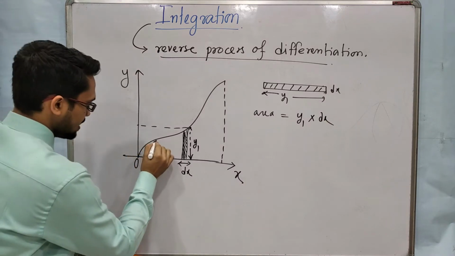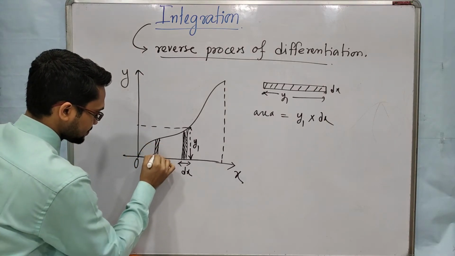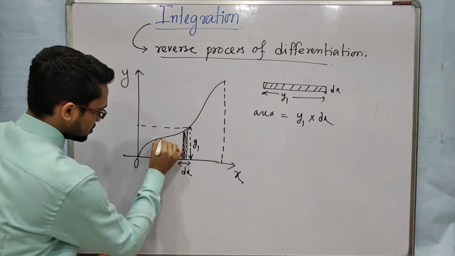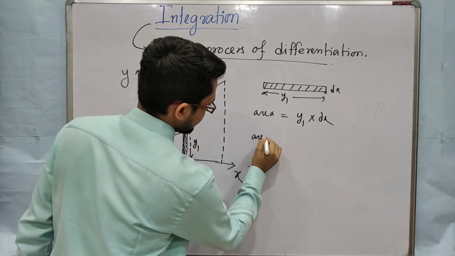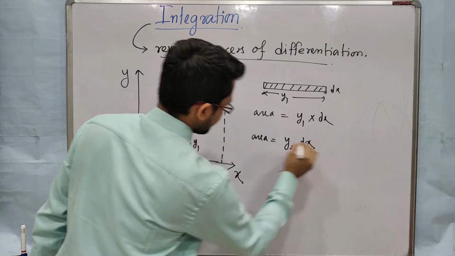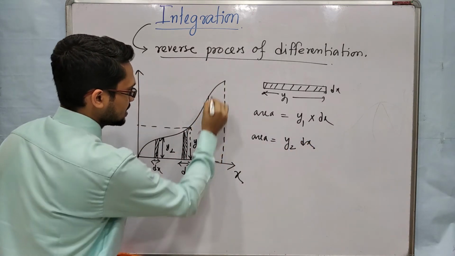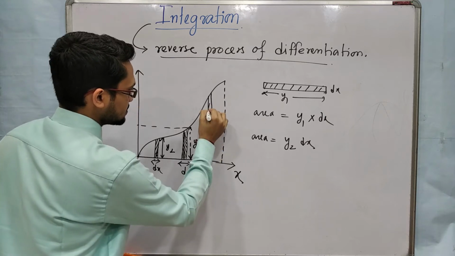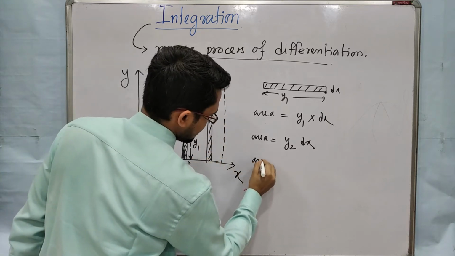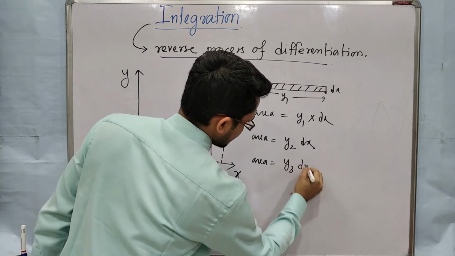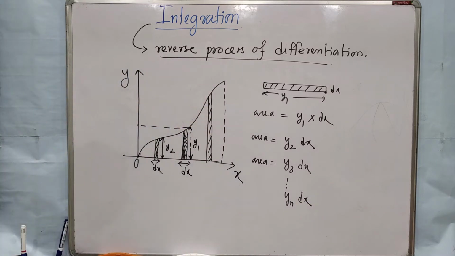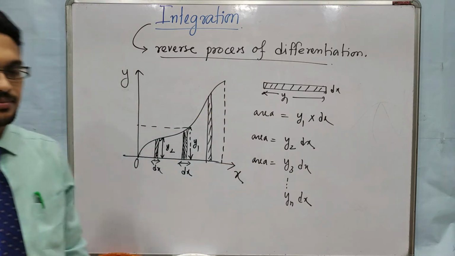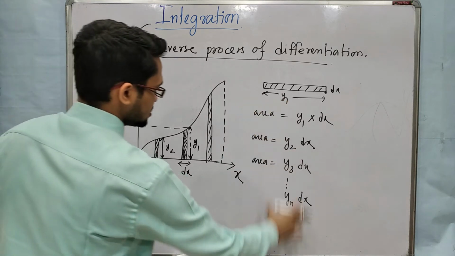In this way we can take another small strip. Suppose its height is y2 and this small width is dx. So the area will again be y2 dx. In this way we can take many small strips, and write the areas as y3 dx, and so on up to yn dx. Now what will be the total area? We will add these small areas.